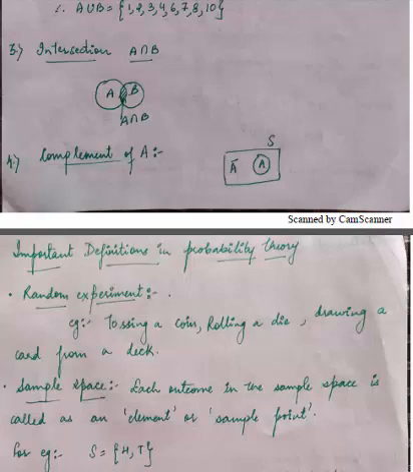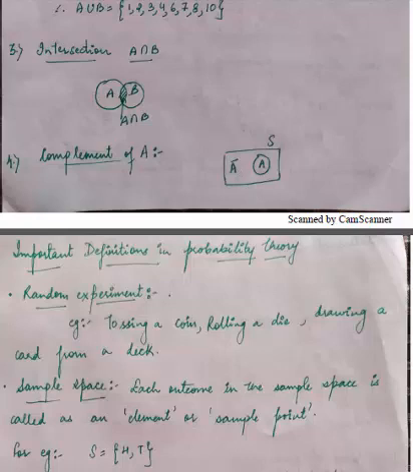Last operation is complement. Complement of set A. This is set A. The rest of everything is the complement of A in the whole set.